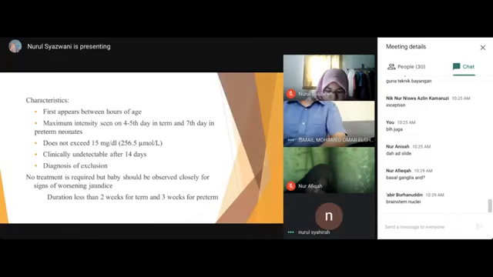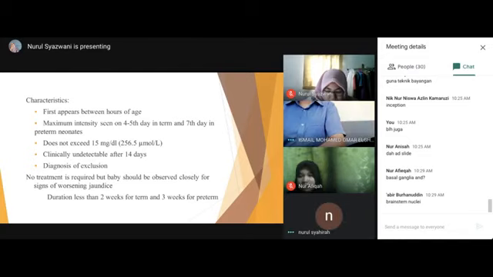Okay, carry on. Okay, so it is a diagnosis of exclusion. It means that we must first rule out other causes and then we can diagnose physiological jaundice, and no treatment is required, but the baby should be observed closely for any sign of worsening jaundice. Usually the duration must be less than 2 weeks for term and 3 weeks for preterm babies.